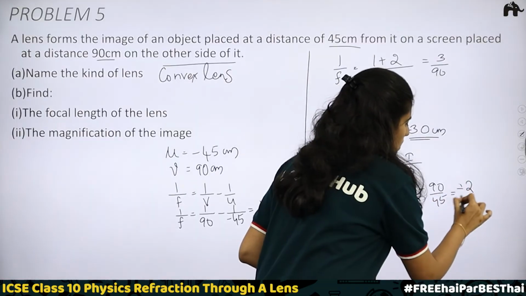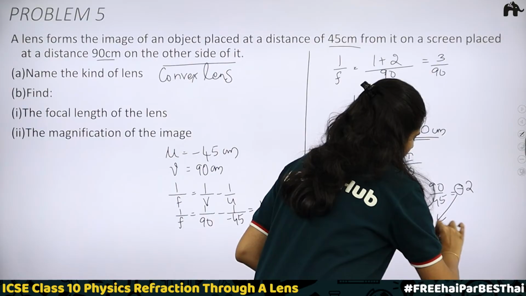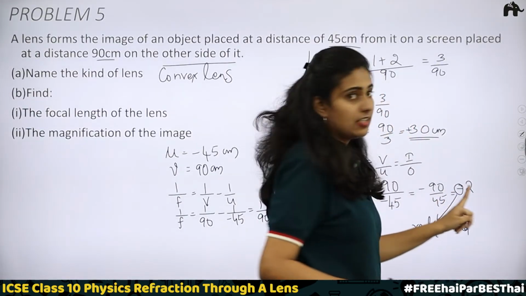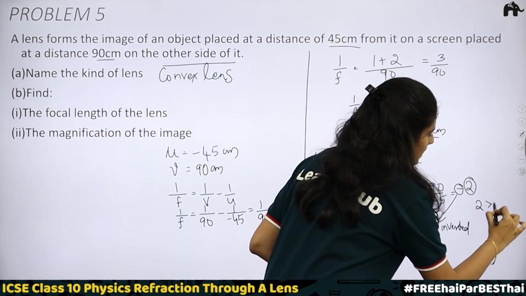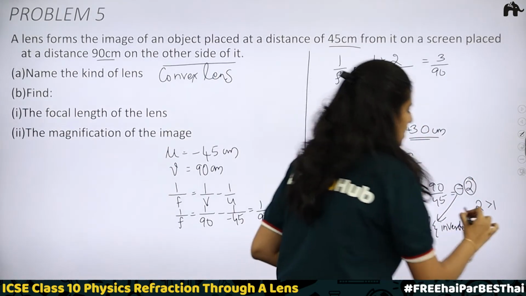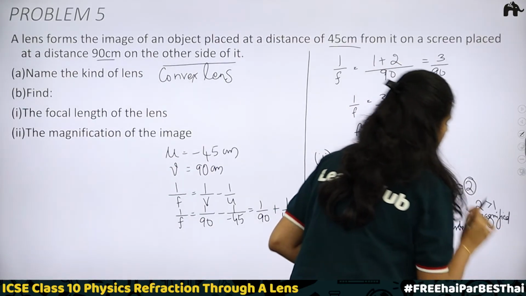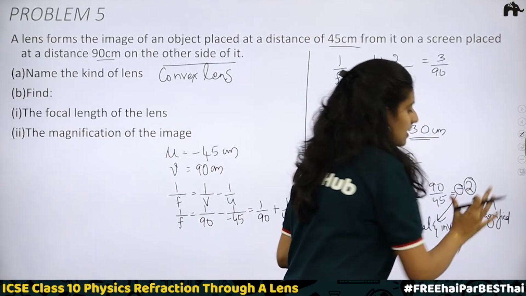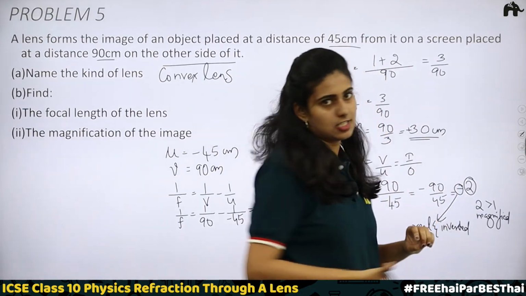Negative sign shows that the image formed is real and inverted. Now check the magnitude. Magnitude 2 is greater than 1. Therefore, the image formed will be magnified. If the magnitude is less than 1, the image is diminished. If the magnitude is greater than 1, the image will be magnified or enlarged.